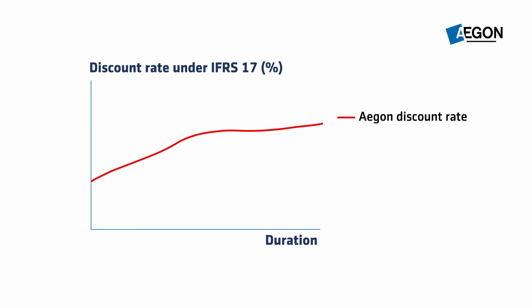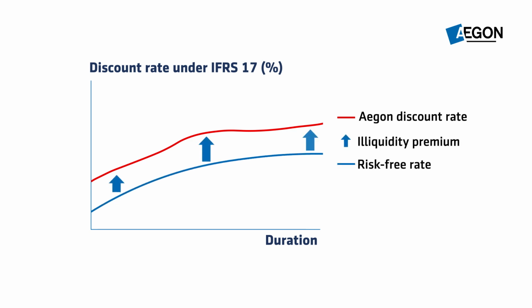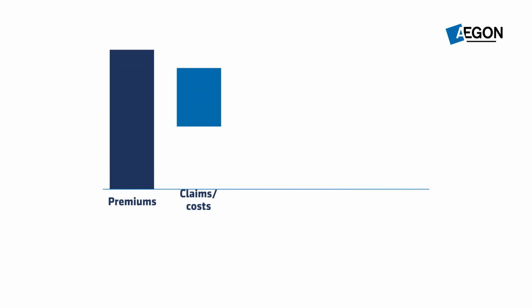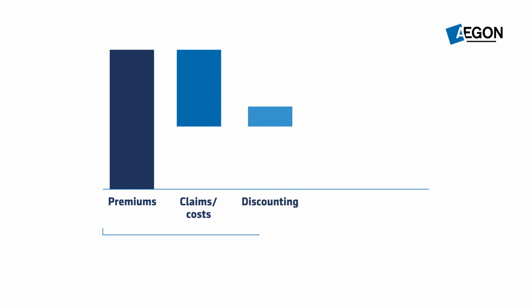For IFRS 17, Aegon chooses to use a risk-free rate and add an illiquidity premium to determine the discount rate. The illiquidity premium is derived from the implicit return of Aegon's own assets as reference portfolio minus expected credit losses. The expected future cash flows from premiums, expenses, and benefits are discounted and then added up to build the BEL.